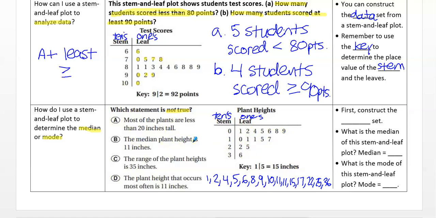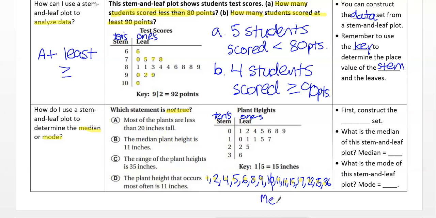The median plant height is 11. I'm going to have to use my data set. So I'm going to do it like this. Put a little highlight, put a little highlight. Now 2 highlights, now 3 highlights on each side. 4 highlights on each side. 5. 6. 7 highlights on each side. Is that right? Do I have 7 on each side? I do!